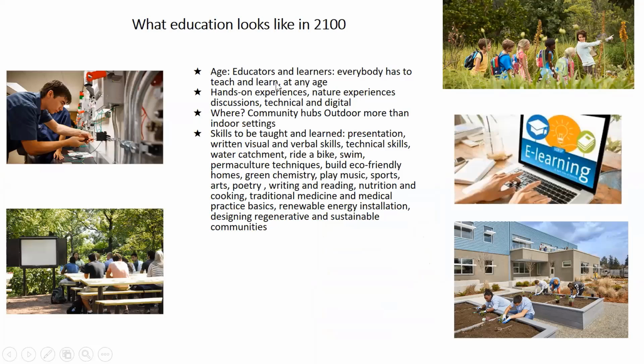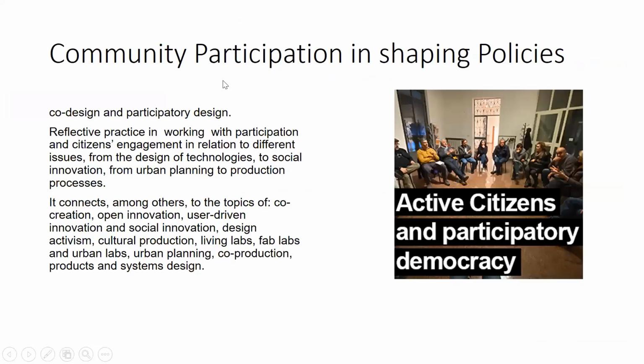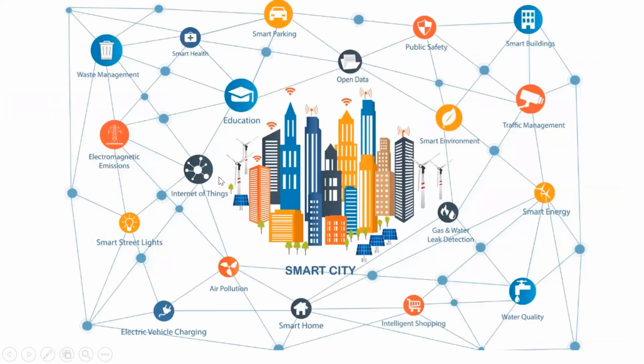So education, the vision was everyone needs to learn at any age, and everyone teaches at any age. Hands-on experiences in outdoor communities, various skills to be taught, as you can read over here, for people to always be engaging, but also spending more time in the outdoors, and it also involves a lot of e-learning and technology. Community participation in shaping policies, as in co-design, and having people reflect on ideas, and they get involved actively as citizens in designing and shaping the city.